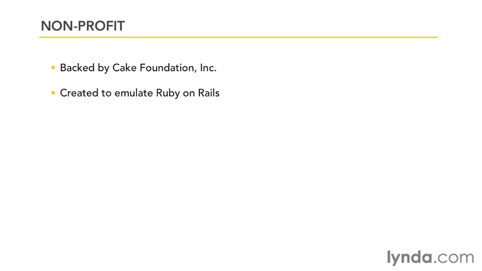Cake was created in 2006, and it's backed by a nonprofit Cake Foundation. It was created by a Polish developer who wanted to emulate Ruby on Rails. A key goal is not to reinvent the wheel every time, which is also shared by Ruby on Rails.